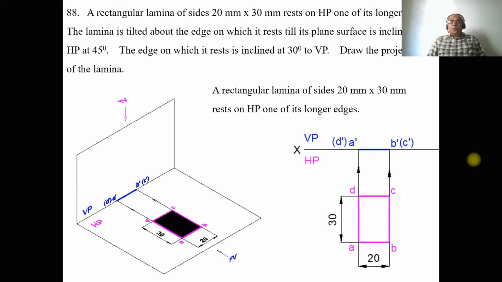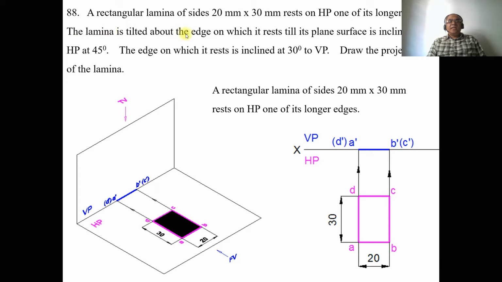Now, we will take up the problem on projections of laminas. How to analyze problem number 88. The problem reads as: a rectangular lamina of sides 20 mm by 30 mm rests on HP on one of its longer edges.